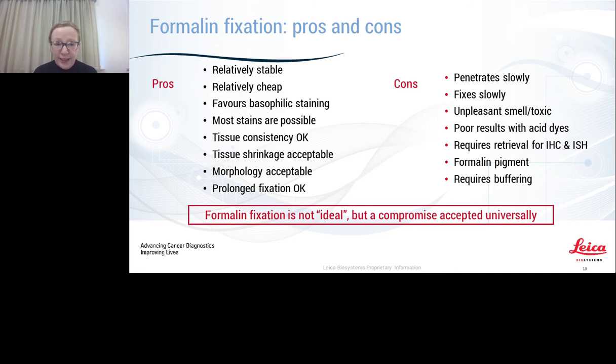Unfortunately, there is no such thing as an ideal fixative. So a lot of what we need to do is a compromise, and formalin is the world's most common fixative. There are pros and cons to formalin. It is relatively stable. It is relatively cheap. It does favour basophilic staining. Most stains are possible, though obviously with IHC, anyone familiar with that will know that you do need to do antigen retrieval. The tissue consistency is okay. The tissue shrinkage is acceptable. Morphology is acceptable. And prolonged fixation is generally okay.